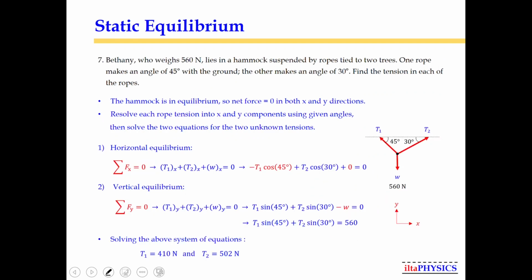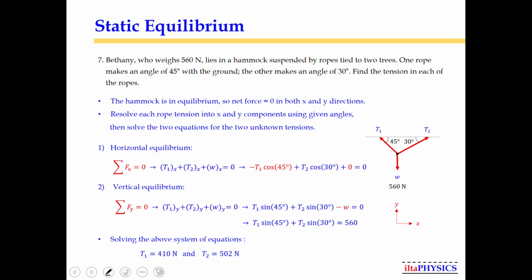Problem number 7 is the same type of problem as the tightrope walker we saw earlier. A person weighing 560 newtons is lying in a hammock that is fixed at both ends. The ropes of the hammock make angles of 45 degrees and 30 degrees with the horizontal. The question asks us to find the tension in the ropes for each direction.